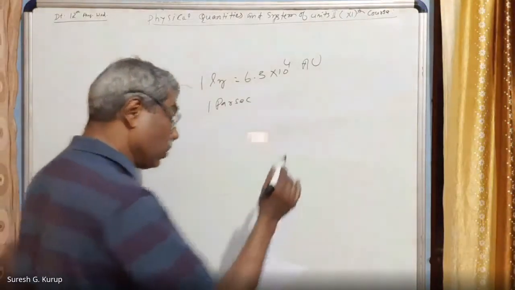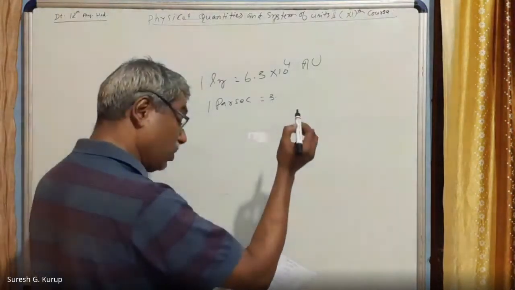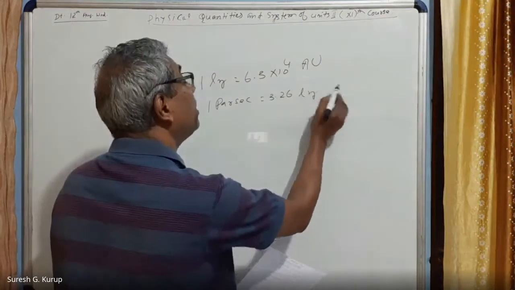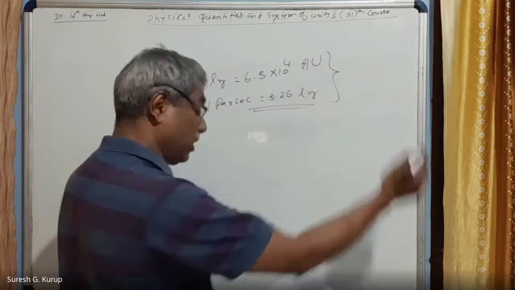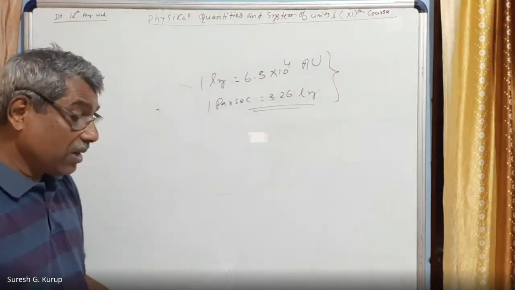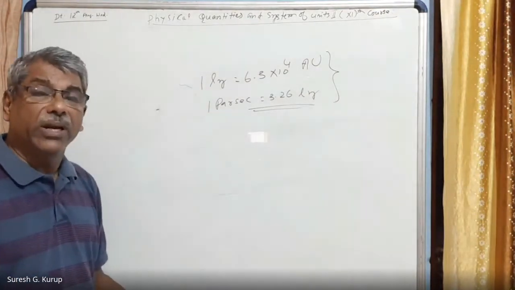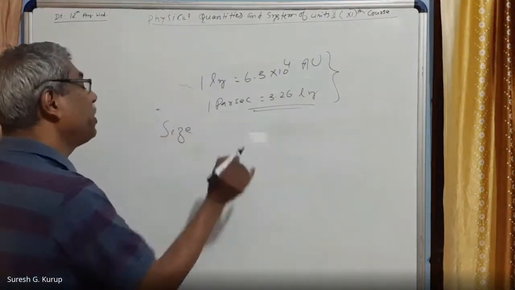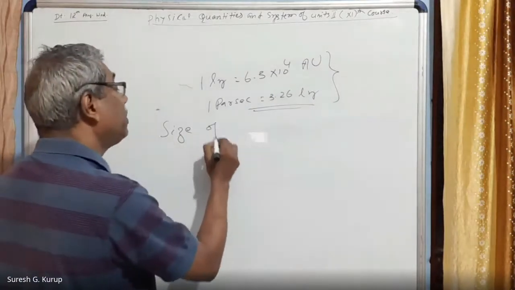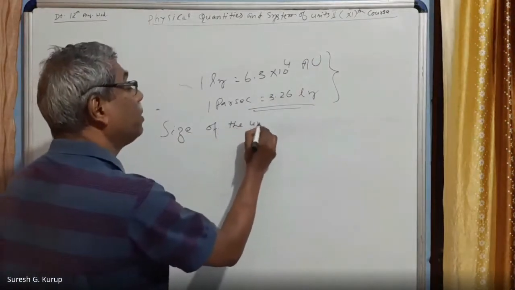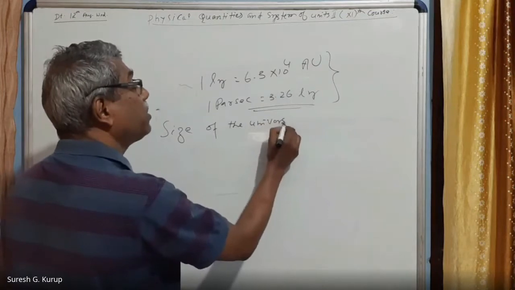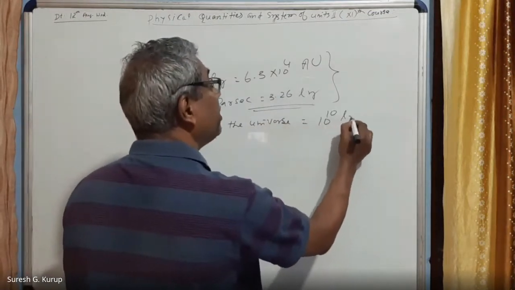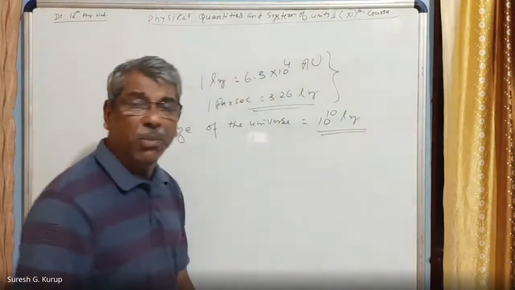1 parsec is equal to 3.26 light years. This is also important information, right? The size of the universe is nearly 10 raised to 10 light years. This is another piece of information you have to keep in mind. Size of the universe is equal to 10 raised to 10 light years. This is an approximate value only, but remember that.